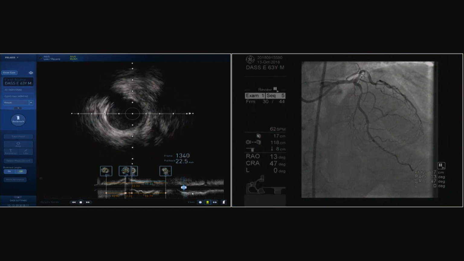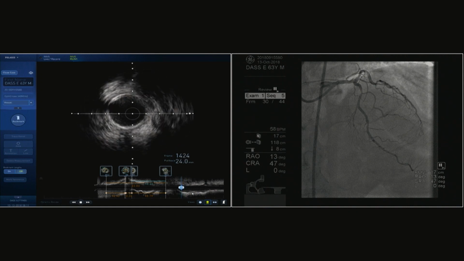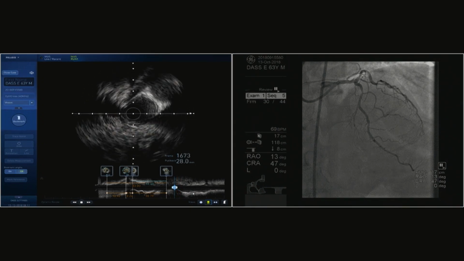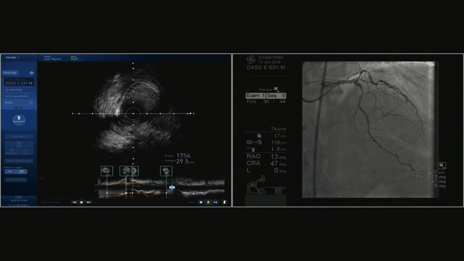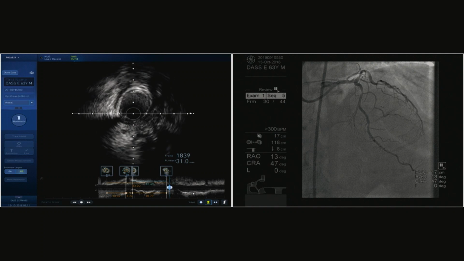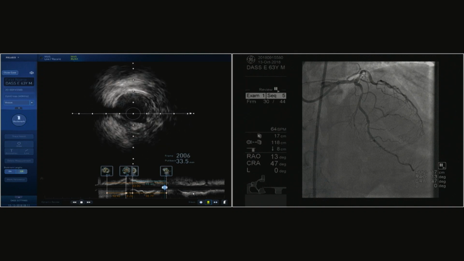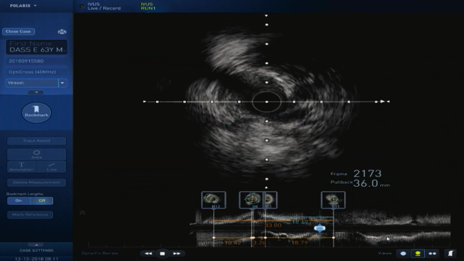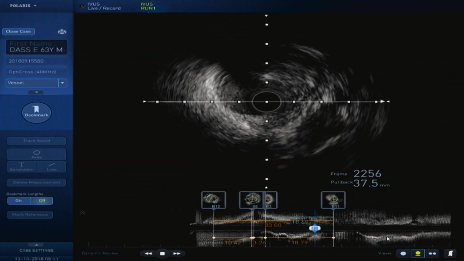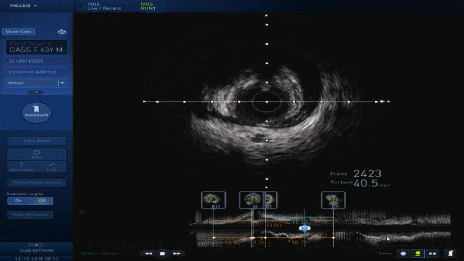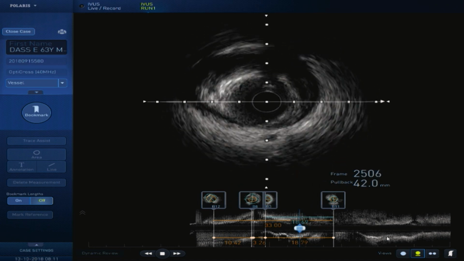Can you guys see the pullback? Yeah. Okay. The artery looks like around 2.5 over here to 2.6. And then you have that bend where the images are skewed a little bit because of the wire bias. That's where we're coming into that proximal lesion now. You can see that eccentric plaque, the septal branch, and a rather fibrocalcific lesion here.